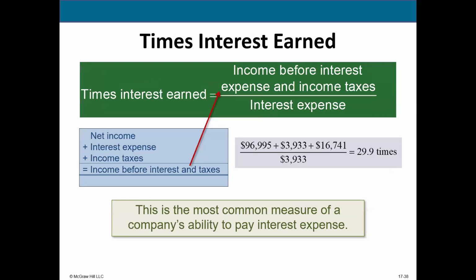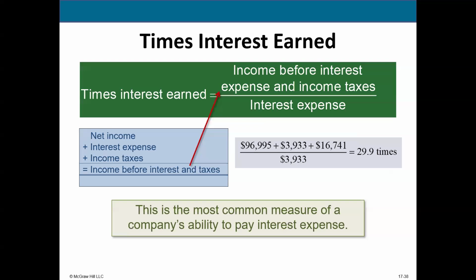The last ratio within solvency is called the times interest earned ratio. This is the amount of income before taking out interest expense and taxes. This tells us about the company's ability to repay interest on loans that they've taken out. That's what it tells us. Yeah, the company's ability to pay interest.